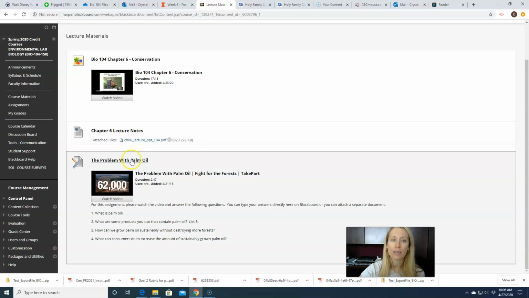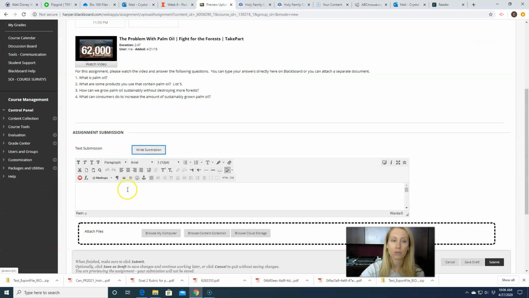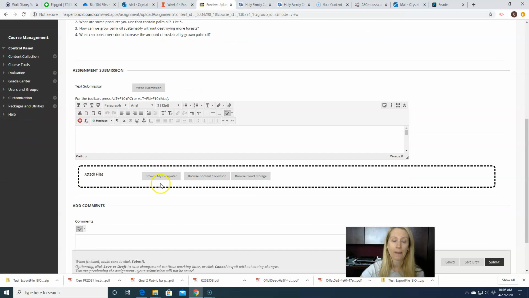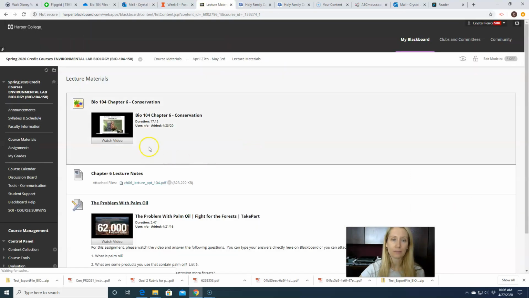So once again, you can go ahead and click on the link itself, and it will allow you to just write your submission. You can just go ahead and type your answers in here if you'd like, or if you'd rather upload a document, you can do that as well. So again, just what it is, what things you use that have palm oil in them. You might have to do a little digging into your cabinets to figure out what those are, and questions about sustainability, essentially. So that's our activity for this week.